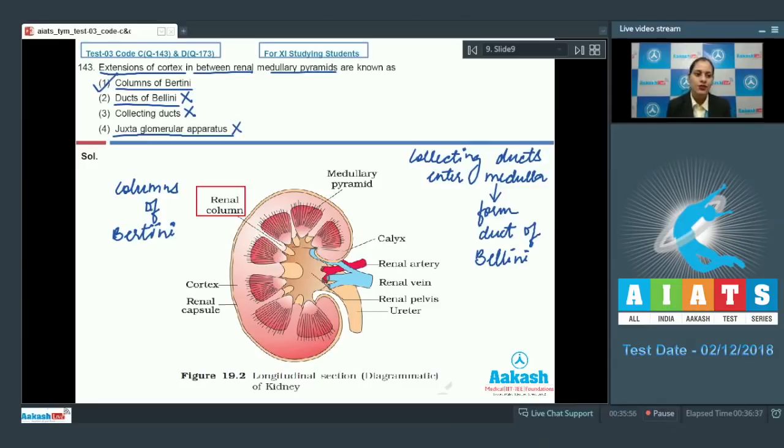And this is also an incorrect option because this juxtaglomerular apparatus is present on the cortex region of nephron rather than the medullary region of the nephron. So the correct answer is option number 1. Let's discuss our next question.